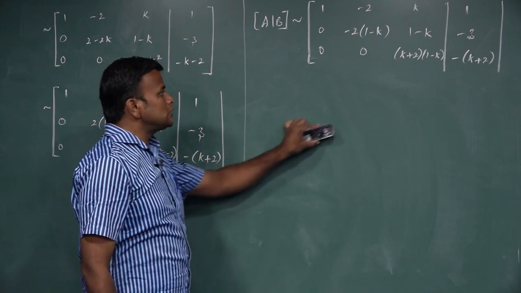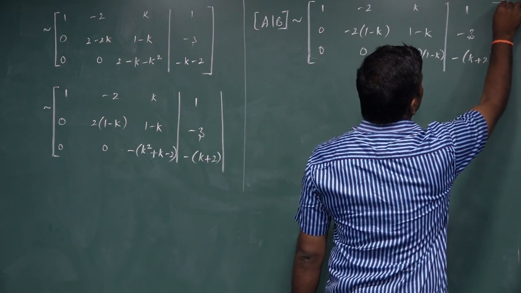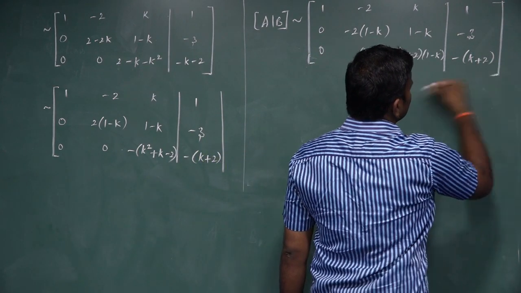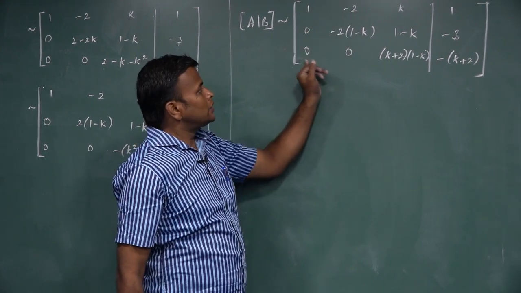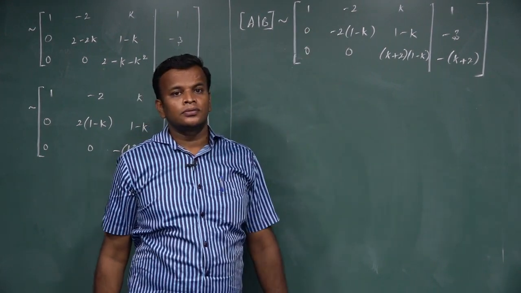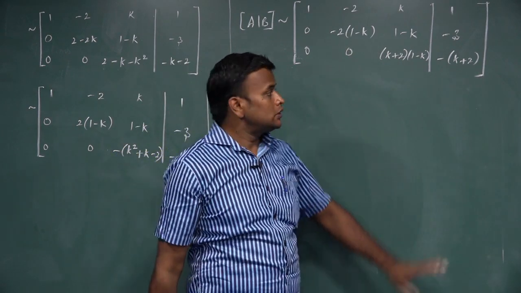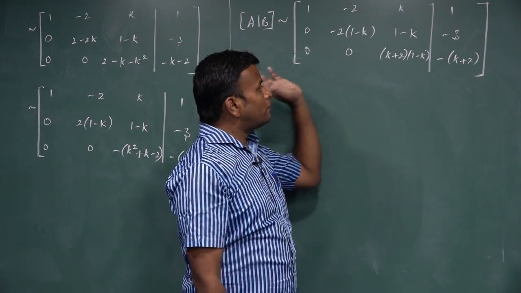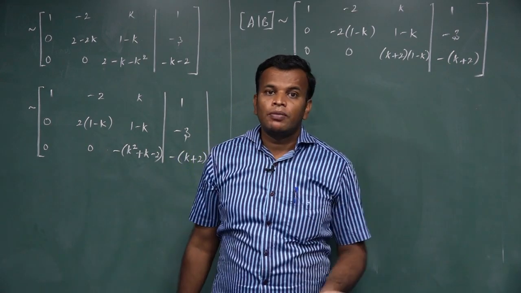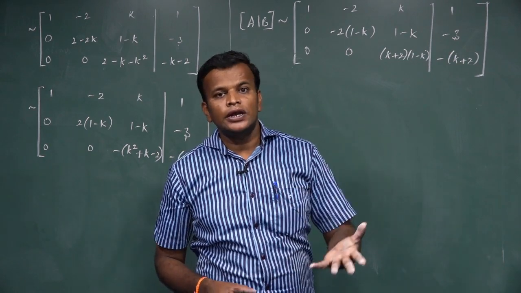Now you see it is in echelon form. So it is in echelon form in the matrix sense: the first row is non-zero, and the triangle-shaped lower elements become 0. Now we put in which value of k, okay, this matrix form is very important. We put in which value of k the given system has no solution, a unique solution, or infinitely many solutions.